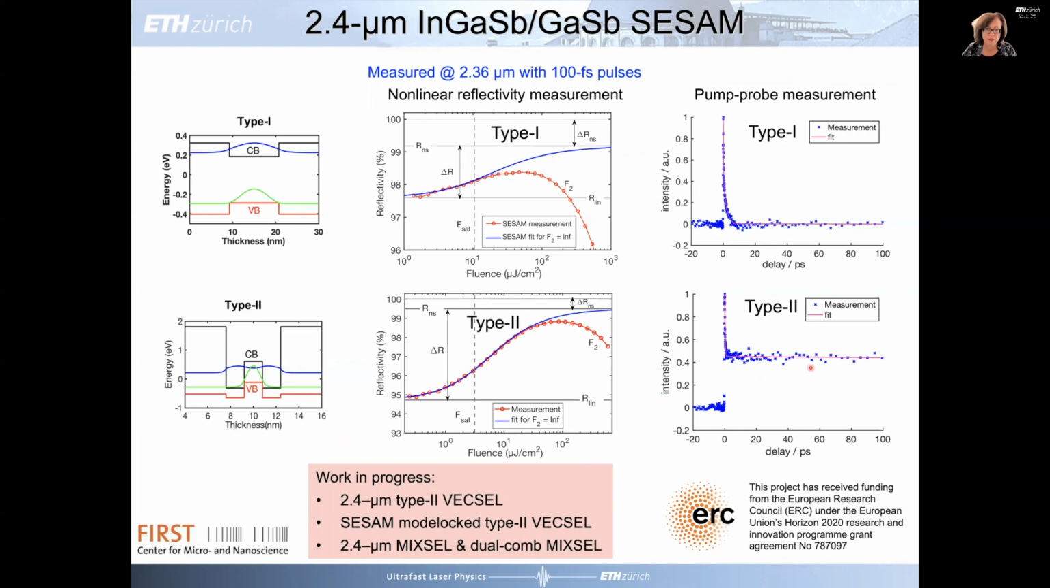And of course, the type 2 gives you right away the long carrier lifetime. So for the active region, it's clear that you want to move into the type 2 VCSEL, which also gives you the potential to push this technology much further into the mid-IR than it has been done so far. So this is basically work in progress, stay tuned. I hope I can tell more results very soon.